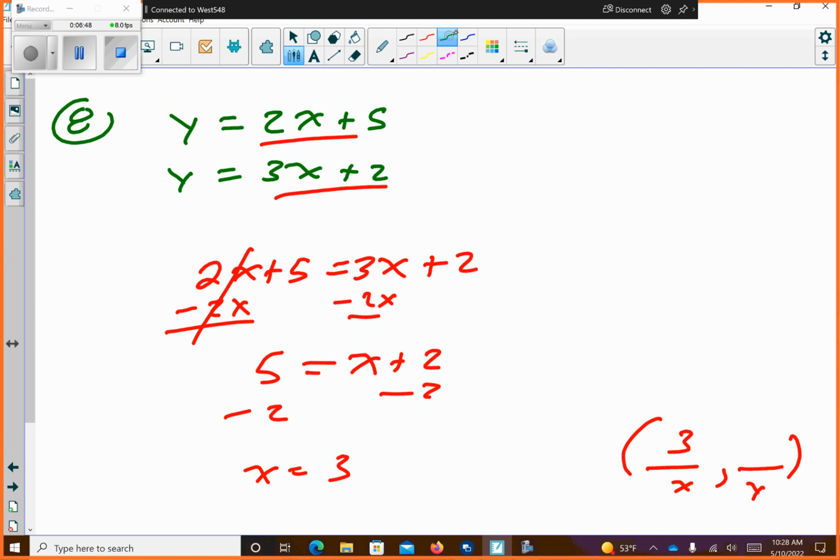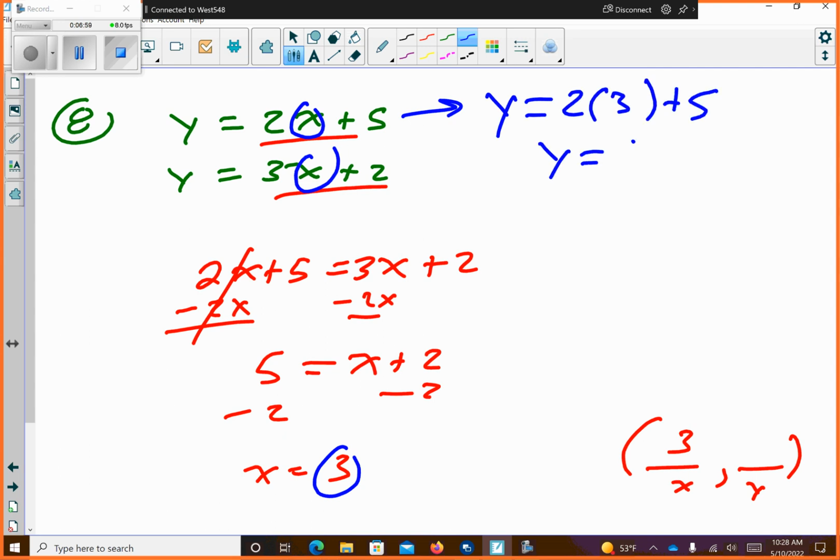I'm going to take this 3 and plug it in here or here. Doesn't matter which one. It's going to be the same answer. So y equals 6 plus 5, which is 11.